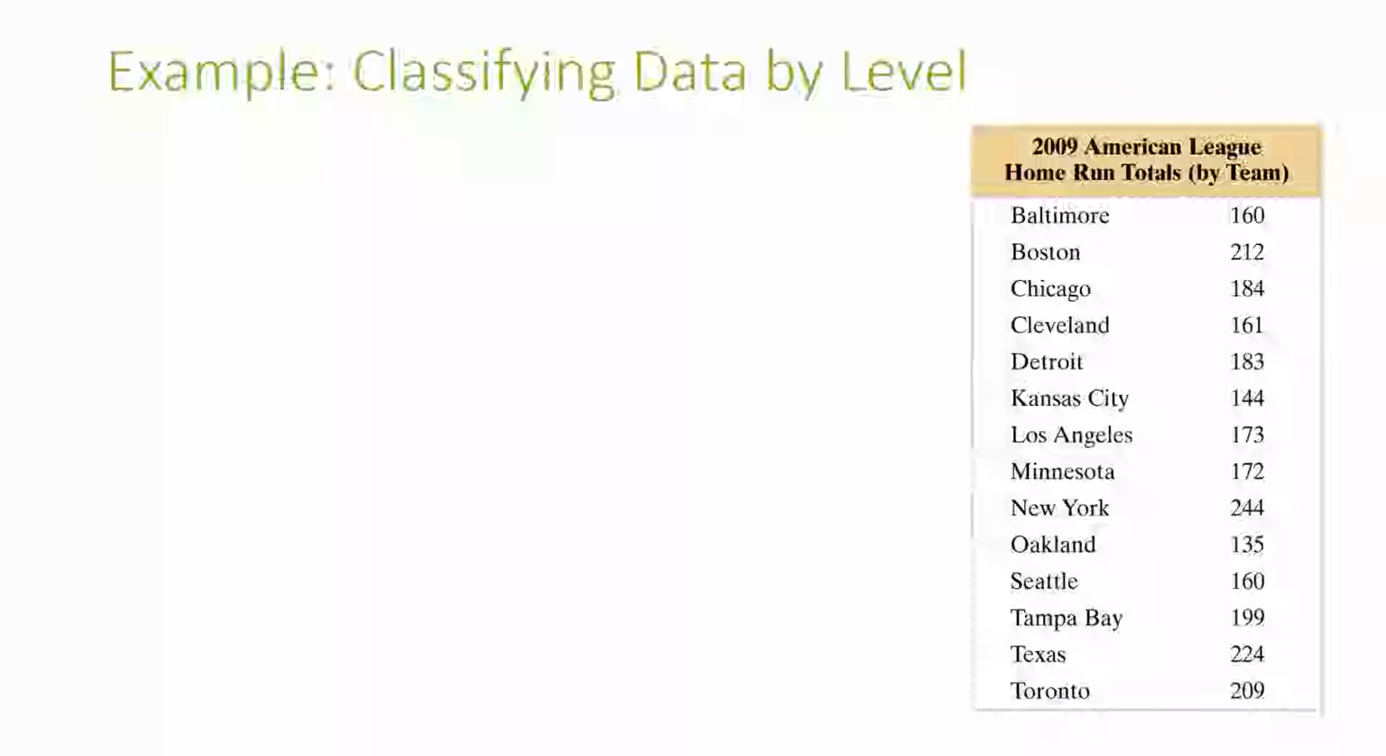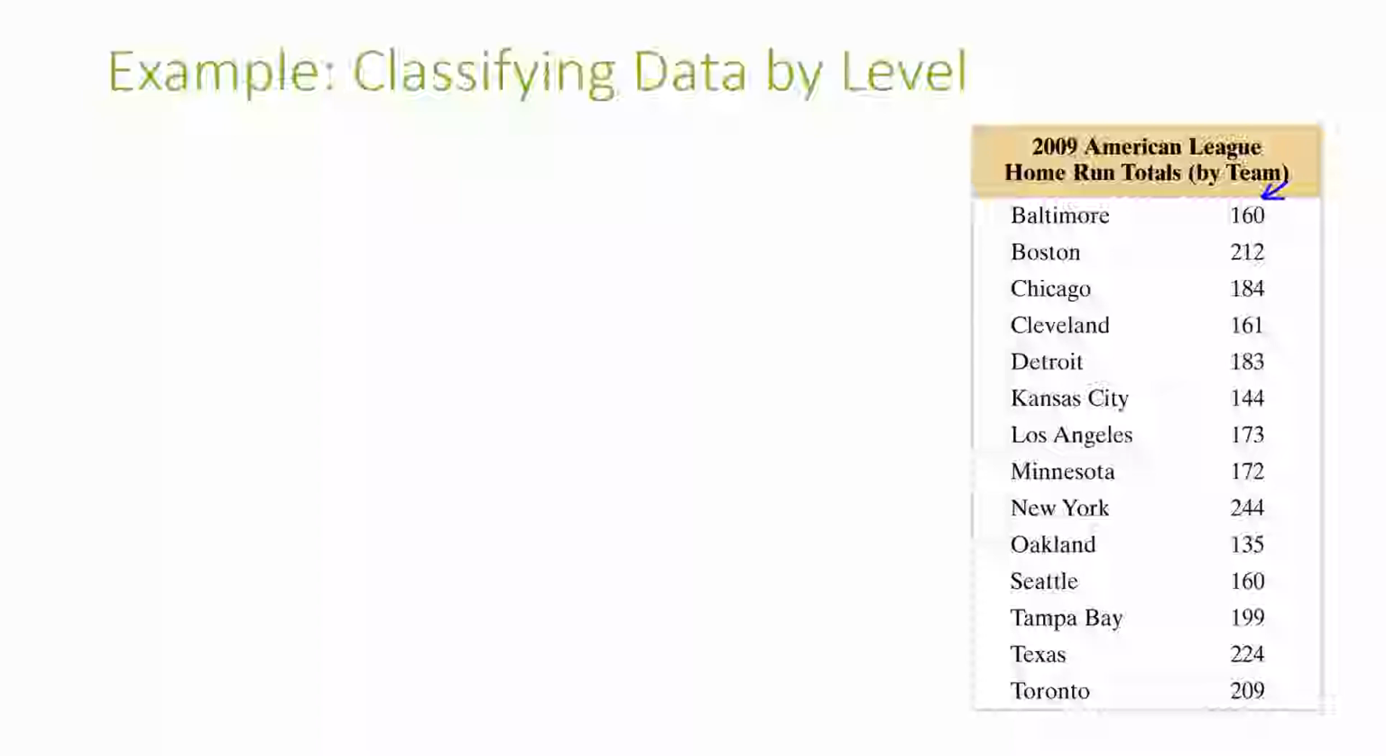So let's look at our first one. First, we have this list of home runs. So focusing on the home run list itself, we see we have numbers. So we're going to be talking about one of the higher levels. And so we need to ask ourselves, could we order these things? And in fact, we could. We could order them by the lowest number of home runs to the highest number. So that gets us at least to the ordinal level.